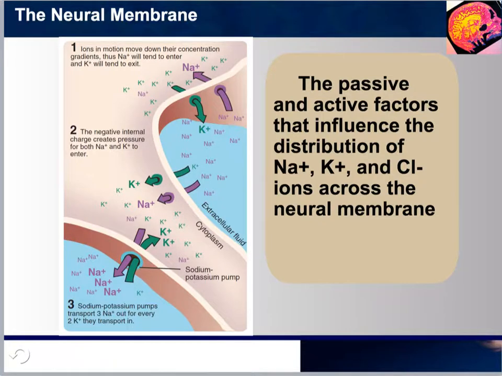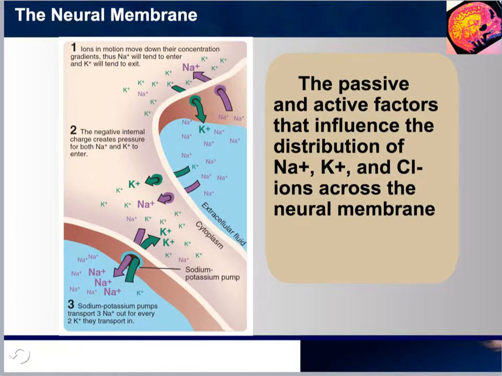In step number 2, we see the negative internal charge creates pressure for both sodium and potassium to enter. Whenever you have a negative presence inside from anions, that would be the negatively charged, and typically we see chloride maintaining equilibrium with these two, then these would be attracted, because since there's negativity inside, you'd see both sodium and potassium entering to try to balance things out.